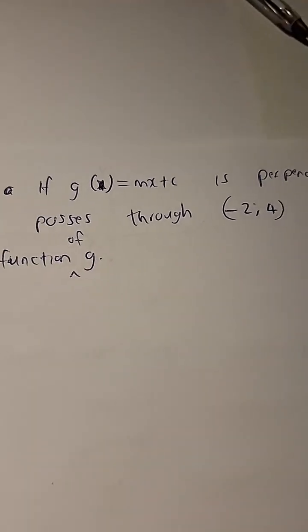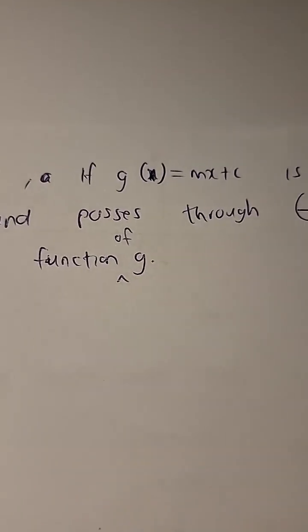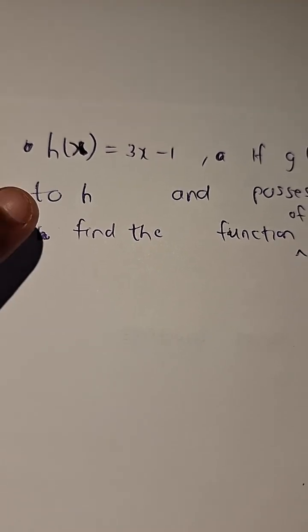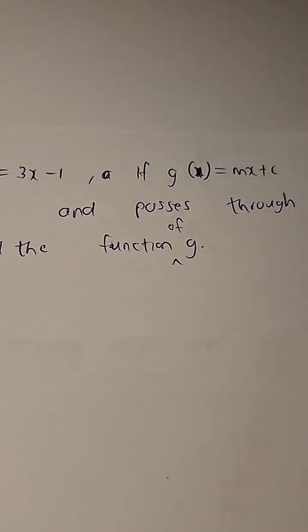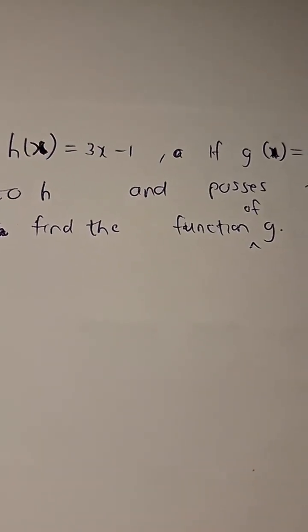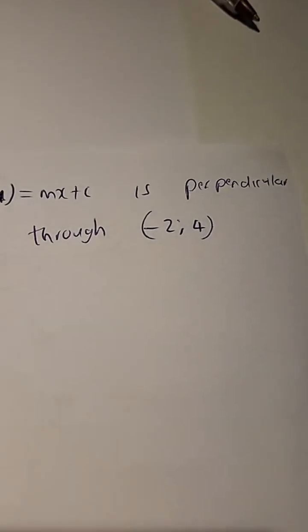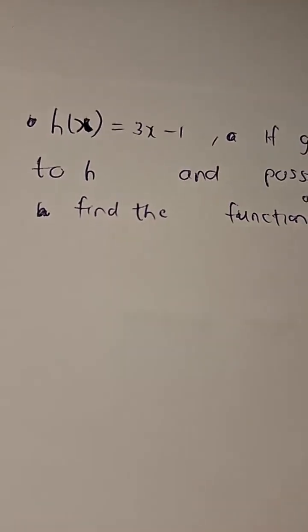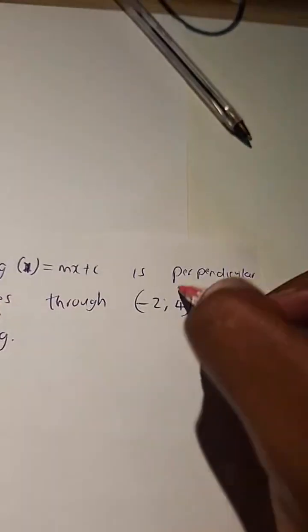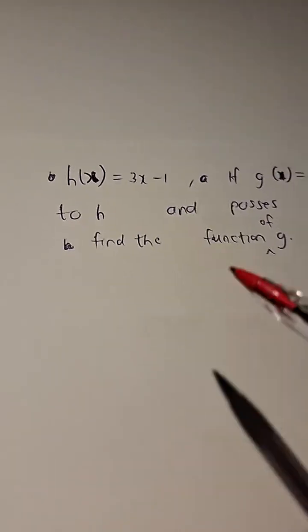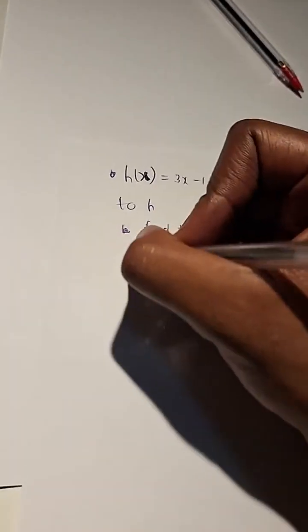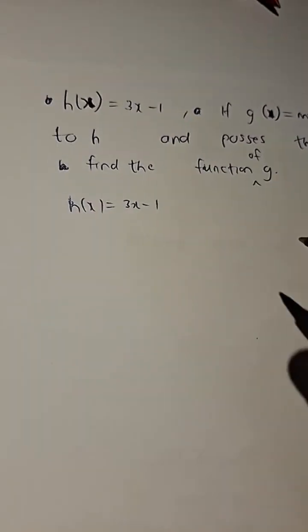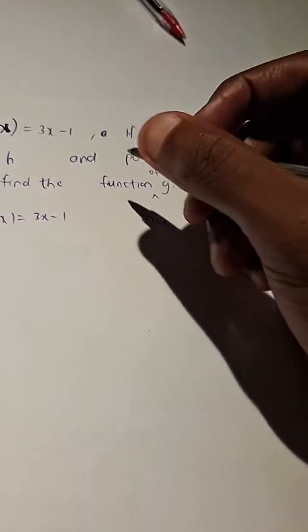H of x is equal to 3x minus 1. If g of x is equal to mx plus c, so our functions h and g are obviously what type of functions, both of them? Because we can see the form. They are both linear functions, right? Now we are asked if g of x is perpendicular to h. Now that important word, perpendicular, what does it suggest? If h of x is equal to 3x minus 1, what do we know about the gradient of g?